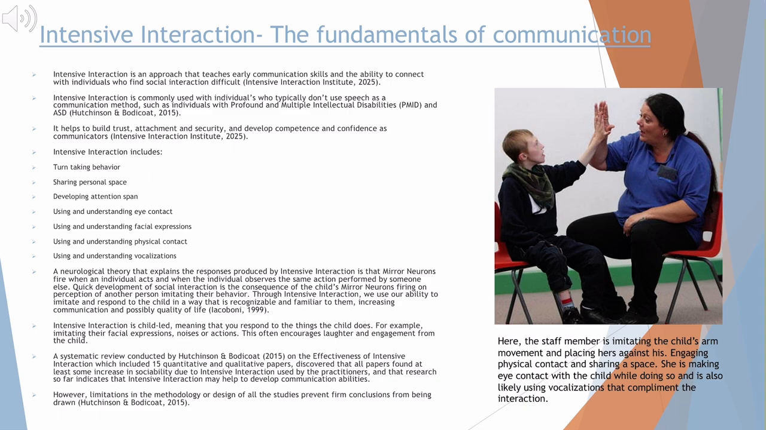A neurological theory suggests that the success of intensive interaction is due to mirror neurons. These fire up when you perform an action or see the same action performed by someone else. In this image, the staff member is imitating the child's arm movement by placing hers against his, engaging physical contact and sharing a space. She is making eye contact with the child while doing so, and is also likely using vocalizations that complement the interaction.